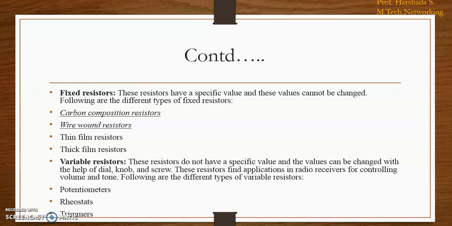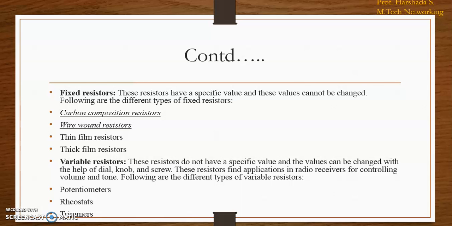So in the last lecture we saw the concept of fixed resistor and variable resistor. All of you see here what is meant by fixed resistor. These resistors have a specific value and these values cannot be changed. We cannot change any value of this resistor, so that's why it is called a fixed resistor.